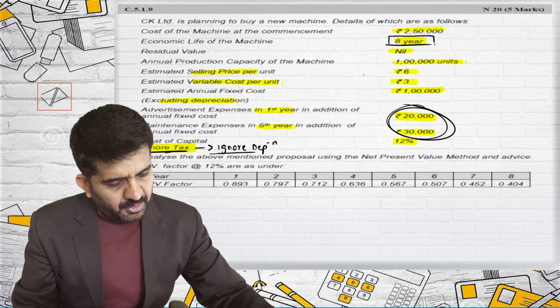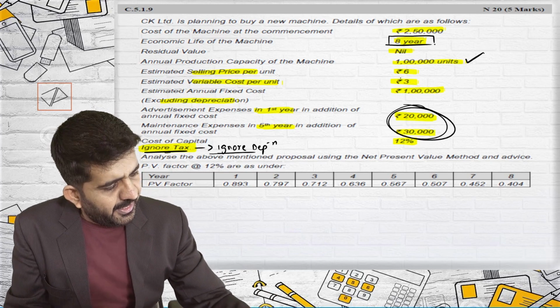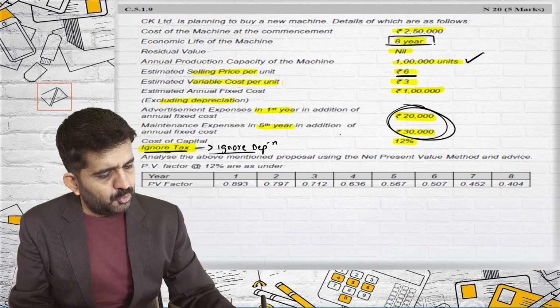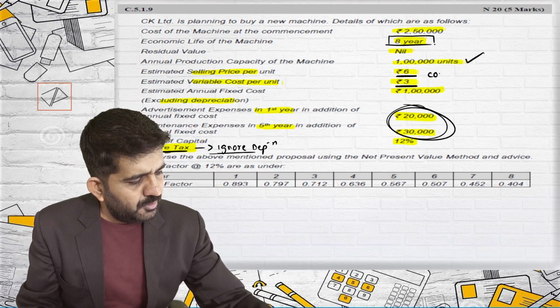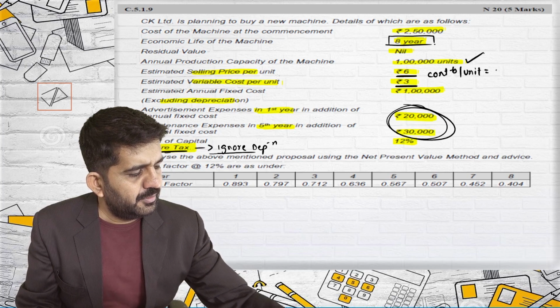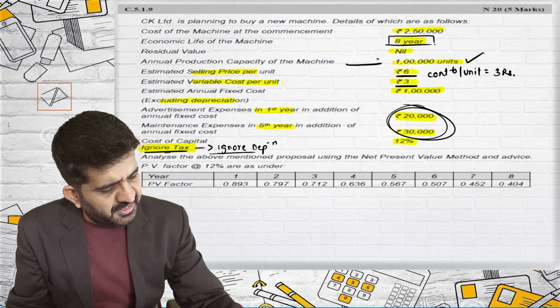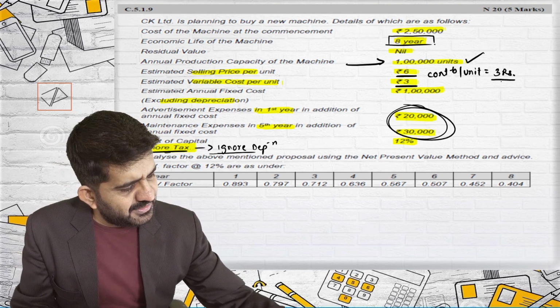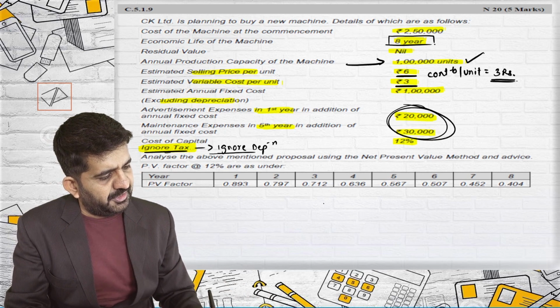What will be my production and sale? 1 lakh units. At what rate will I be selling? 6 rupees. At what rate will I be purchasing? 3 rupees. What is contribution per unit? 3 rupees. What is the capacity? 1 lakh. I will be getting profit of 3 lakh rupees. 1 lakh into 3. 3 lakh rupees is nothing but contribution.